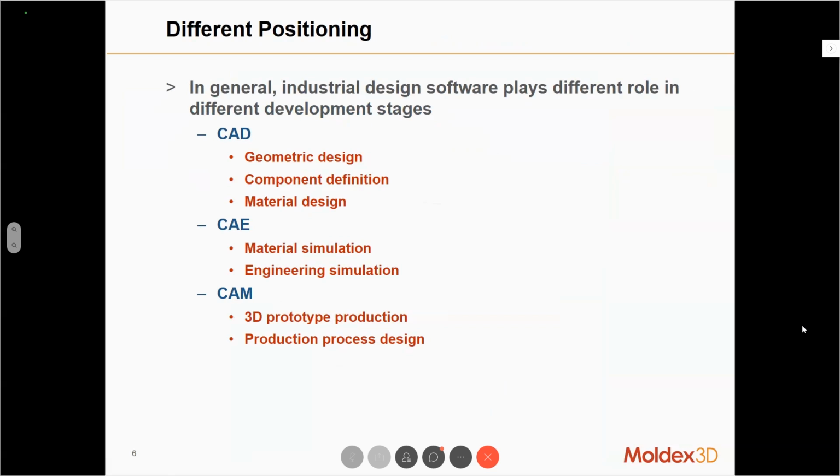For the CAD, we care about the design, so we do the geometric design, component definition, and material design. For the CAE, we do the simulation of what we designed before. So we simulate the material, we simulate the engineering. For the CAM part, we do the 3D prototype production and product process design.